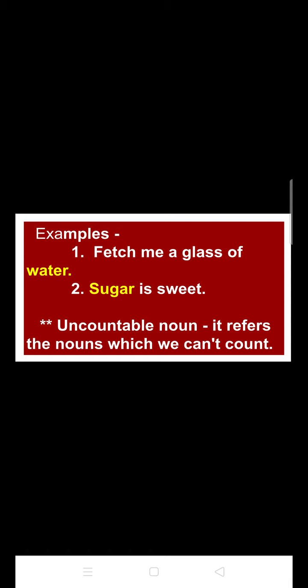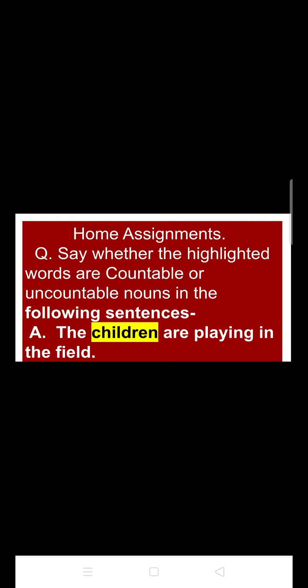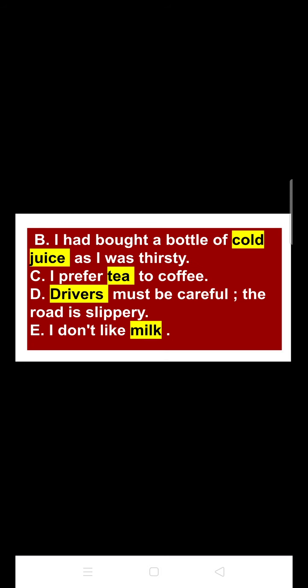So students, I hope that you have well understood the countable and uncountable noun, and with it comes our ending on nouns. In the next class we will discuss a new topic, and here comes your homework assignment for today's session. Please note down the questions and send me your answers to the mail ID that I have mentioned in the description box.